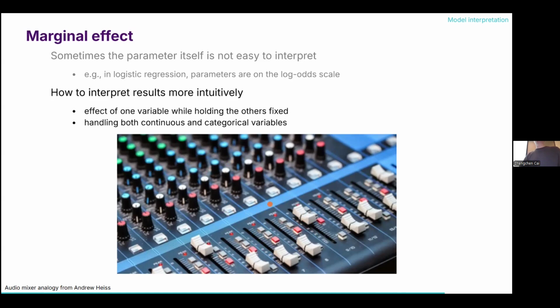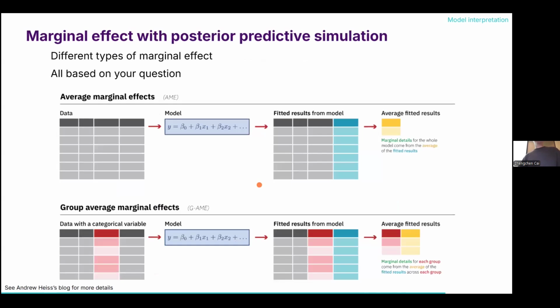Right? And this is the technique we call marginal effect in Bayesian regression, combined with what we call posterior predictive simulation. It's a long term.